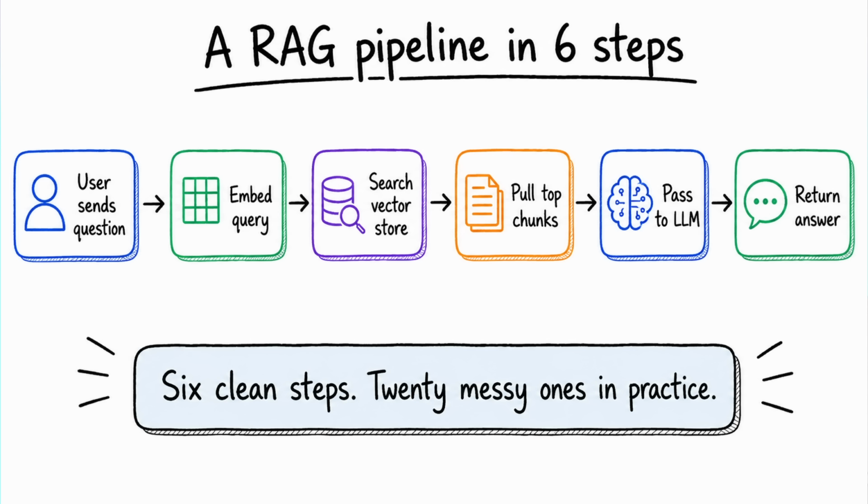You're building a RAG pipeline. The user sends a question, you embed it. You search a vector store, you pull the top chunks, you pass them to a large language model with the question, and you get an answer back. That sounds like 6 clean steps. But by the time you implement it, you find 20.